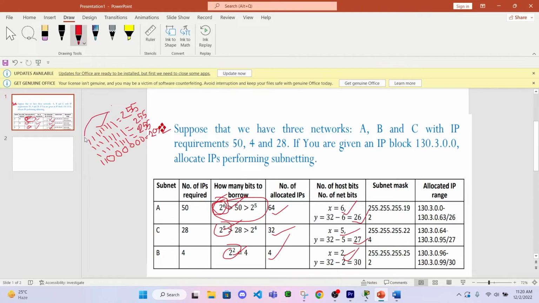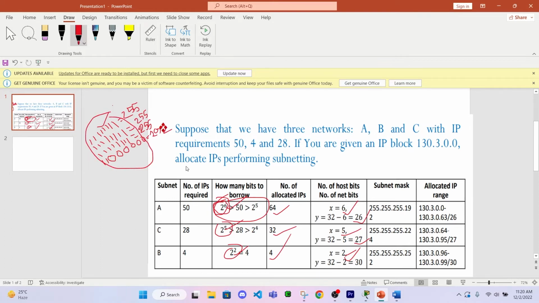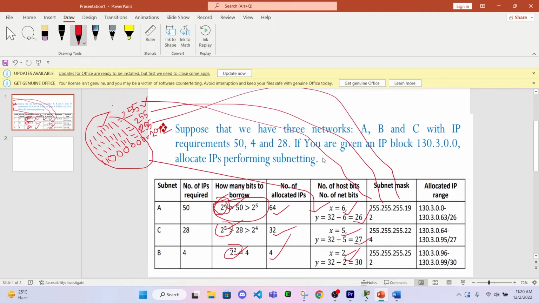And how do we get this number? We get it from the value of y. Here the value of y is 26. So we write 26 ones, and the rest of the bits we convert to 0. Then we get the decimal values 255, 255, 255, and 192. Then we write 255.255.255.192. I hope you understand.